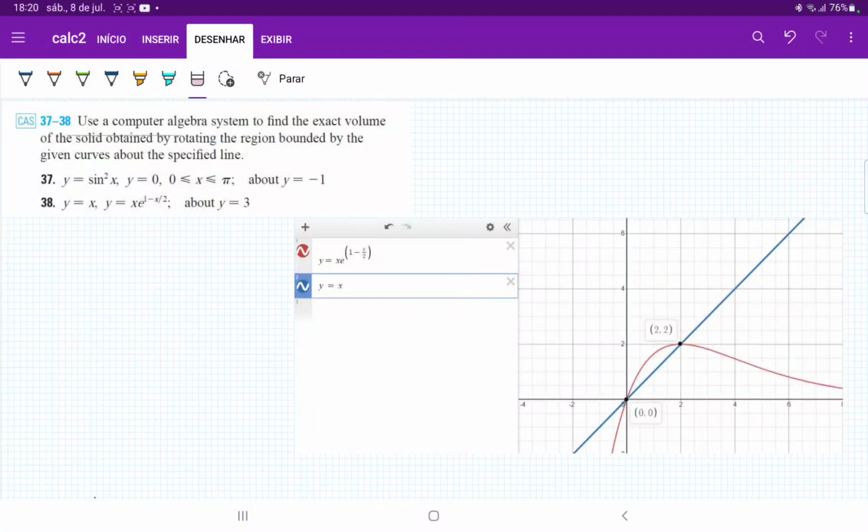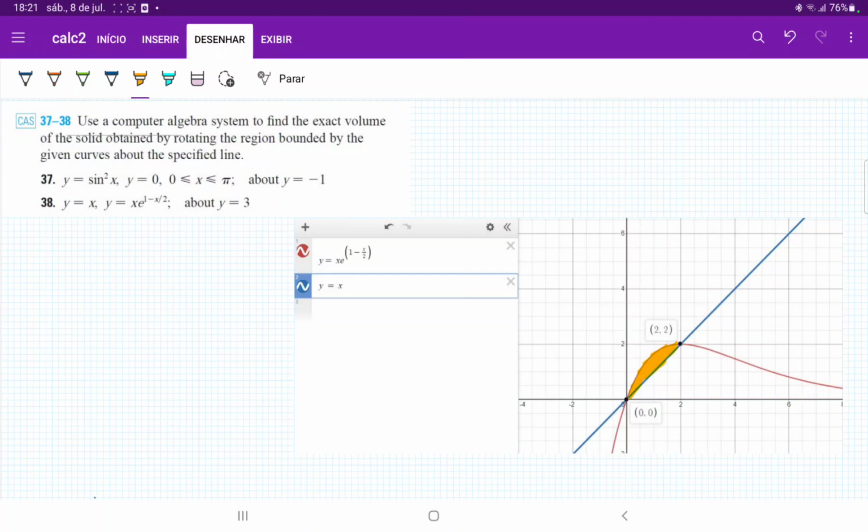So for 38, we want to set up the integral where we revolve the area between these two curves, which is this chunk right here. And we want to take that and revolve it about the line y is equal to 3. Now we're not actually going to calculate the integral. It's telling us to use a computer algebra system, but we do have to set it up.